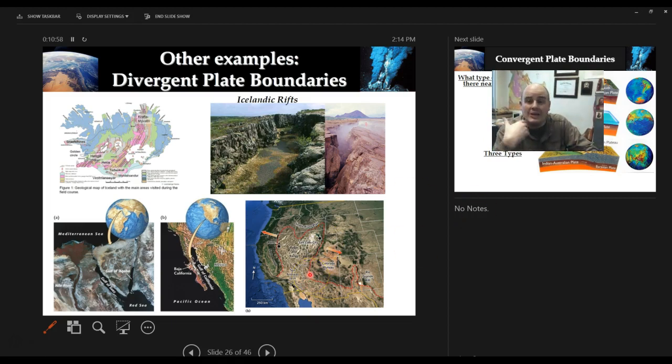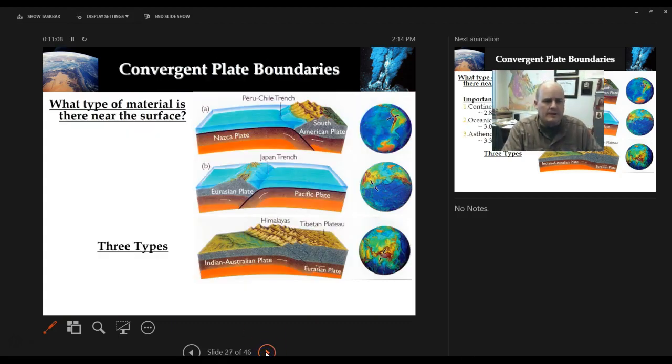And later in time, maybe 10 million years from now, that might actually be cut off from the rest of the western United States. Okay? So that's examples of divergent boundaries. Let's go to convergent boundaries now.